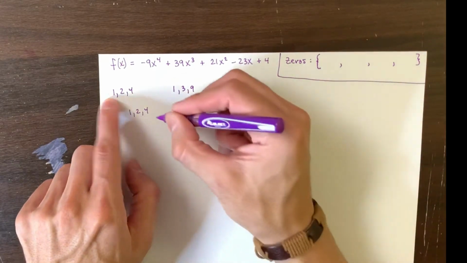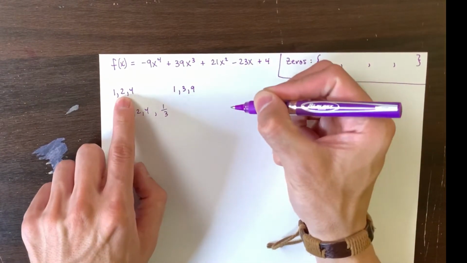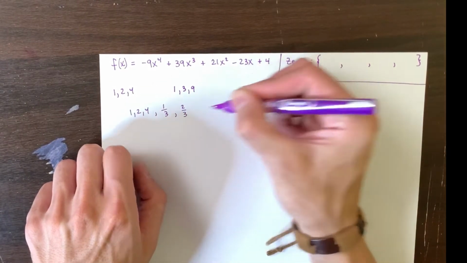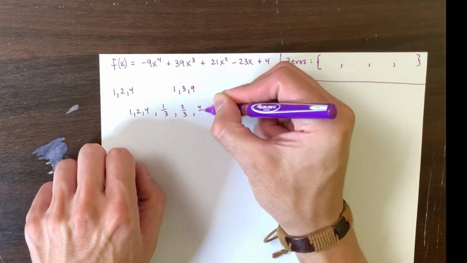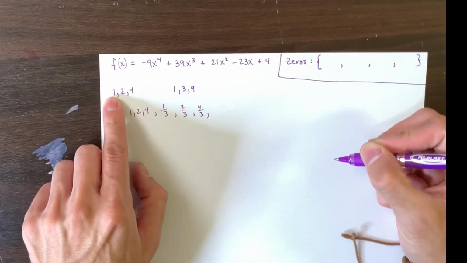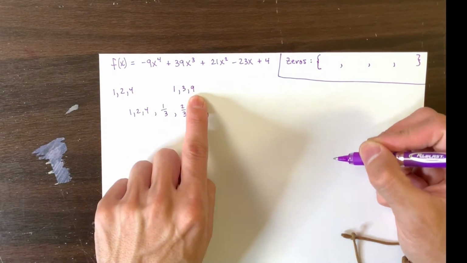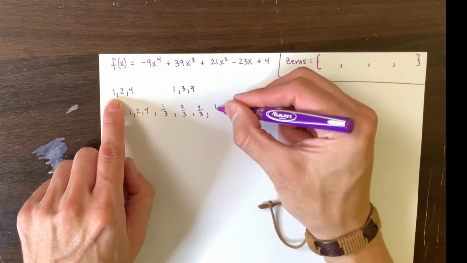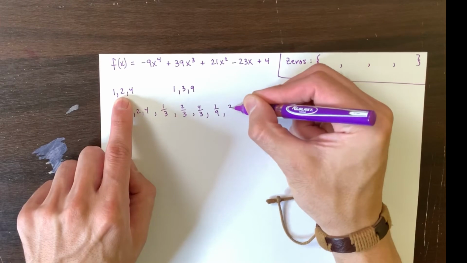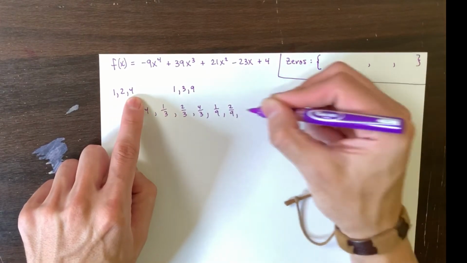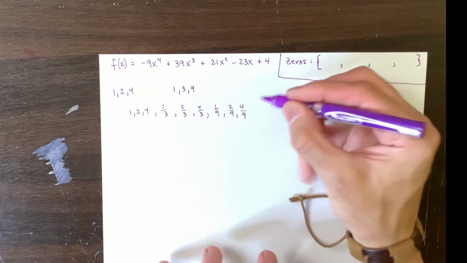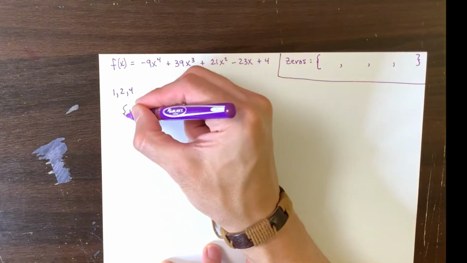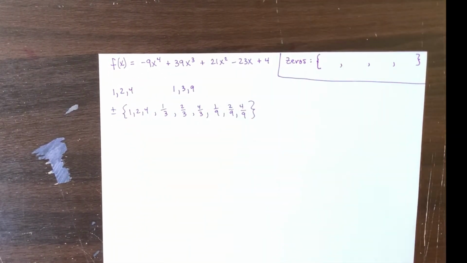So 1 divided by 3, 1/3. 2 divided by 3, 2/3. 4 divided by 3, 4/3. Now take this whole set and divide it by this number. It's always like that. So now 1/9, and then 2/9, and then 4/9. And what you want to do is put a little bracket, put a plus or minus.